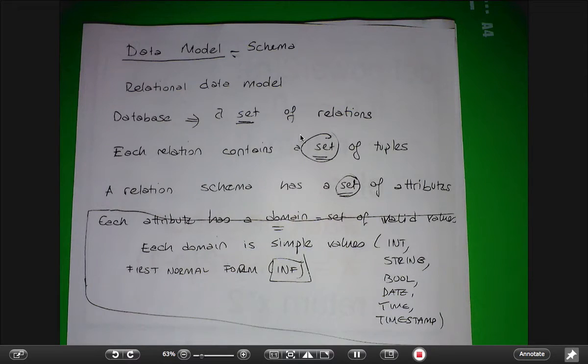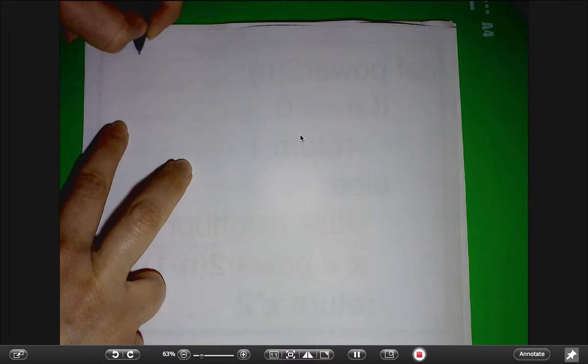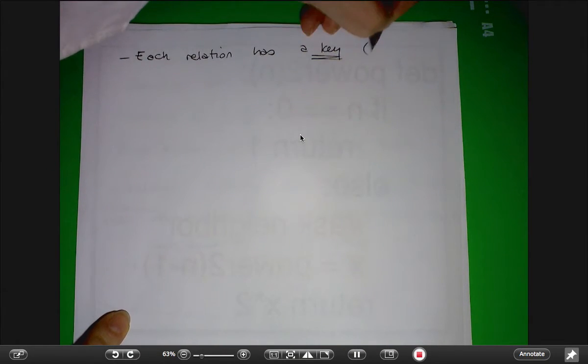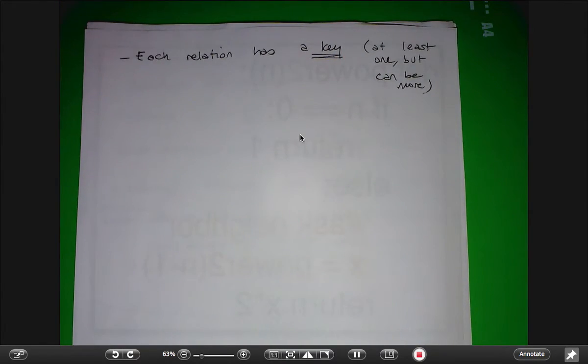All right, so now the last one we're going to talk about is each relation has a key. At least one, but can be more. So now this is going to be a little bit more tricky. Okay? Each relation has a key. It has it by definition because it's a set of tuples. Let me define what a key is first.